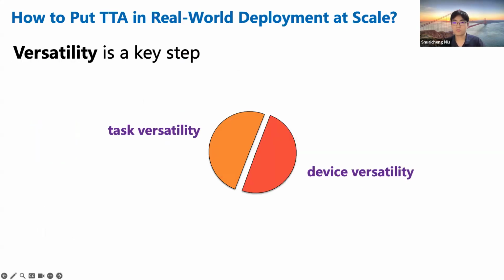However, although test time adaptation has demonstrated promising performance, its application in real-world deployment is still somewhat limited. To bridge this gap and promote larger-scale real-world test time adaptation deployment, personally, I think versatility is a key step. And versatility can be split into two aspects. The first is task versatility, and this is also the main part of today's talk. Prior test time adaptation methods still rely on specific designs for different tasks.